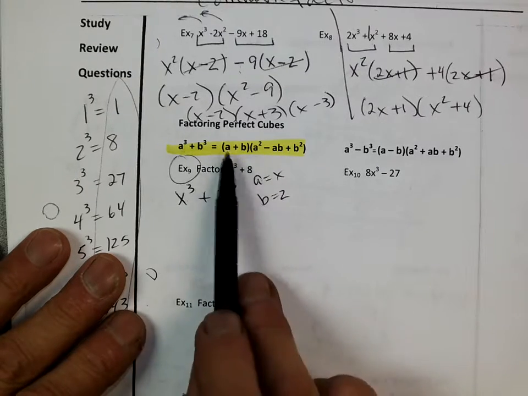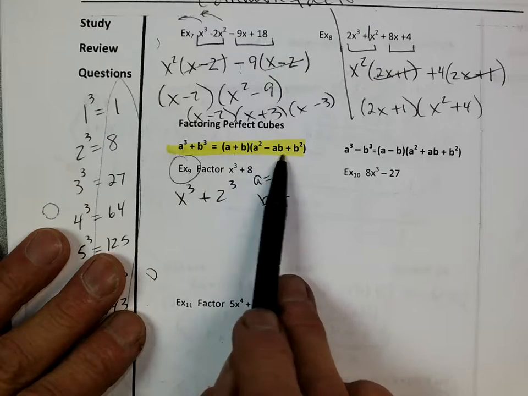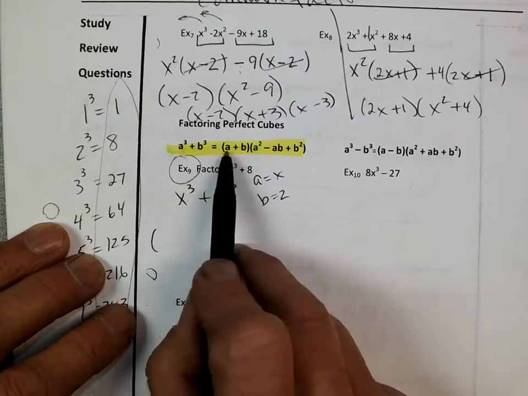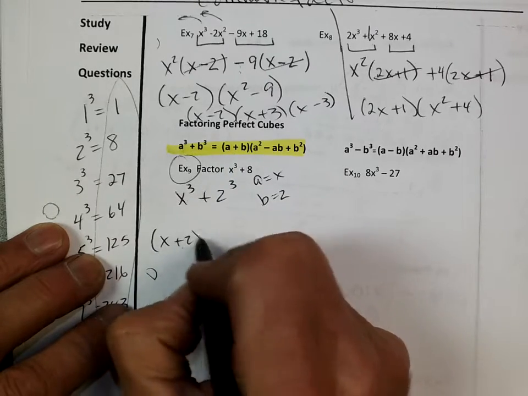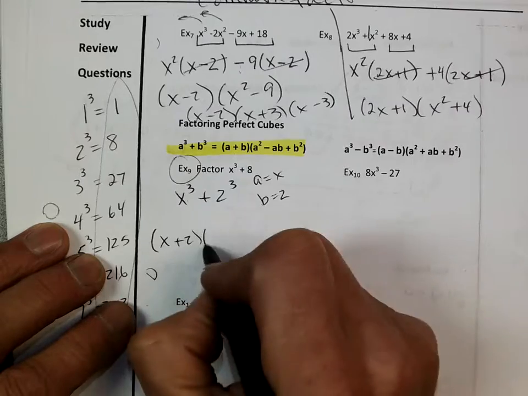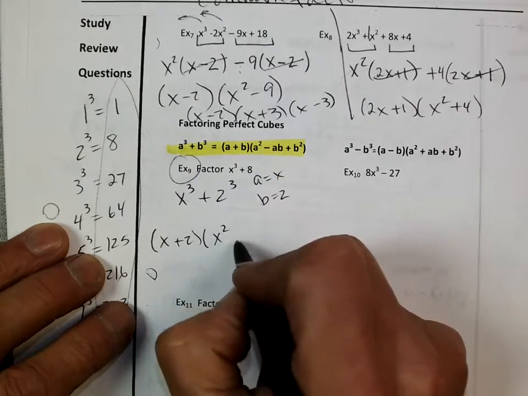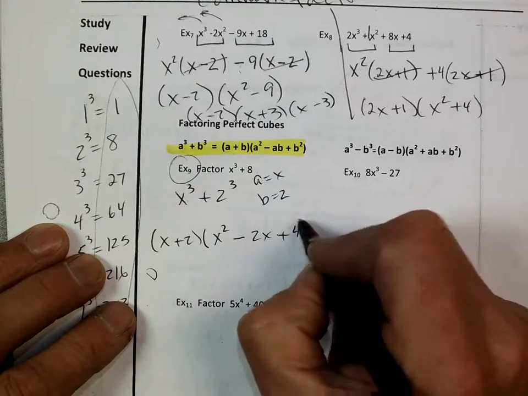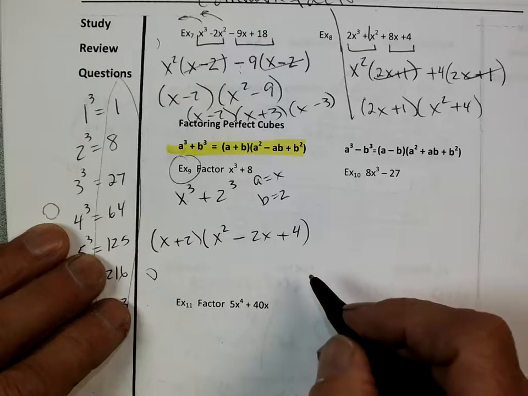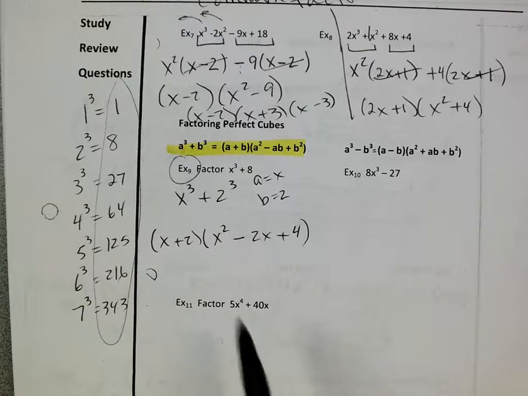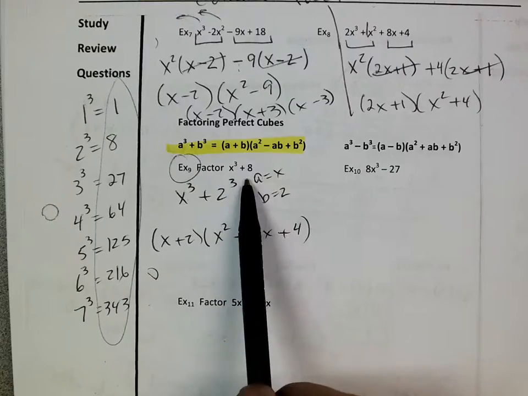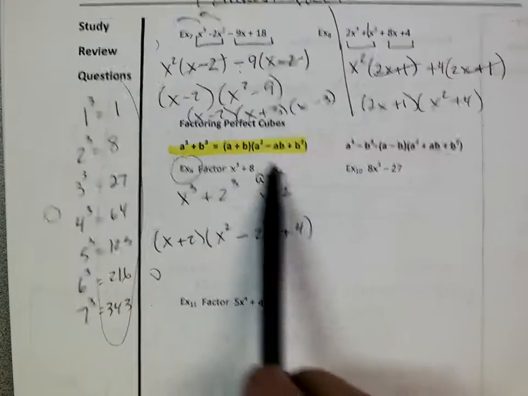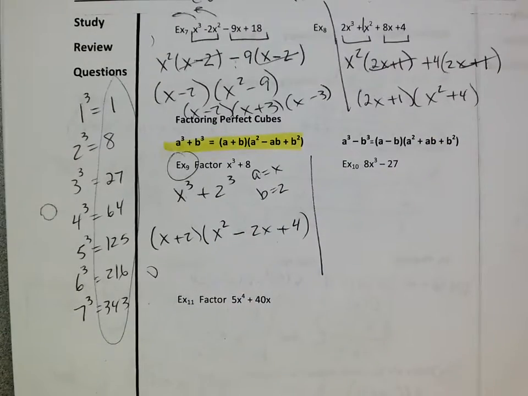I'm going to put my x plus 2, x squared minus 2x plus 2 squared. All I'm going to do is this. So the answer is x plus 2, parentheses, x squared minus 2x plus 2 squared, which is 4. It's factored. You don't have to, but if you were to multiply this all out, you'd get x cubed plus 8. If you did that times that, that times that, that times that, you would get x cubed plus 8. That'd be your answer.